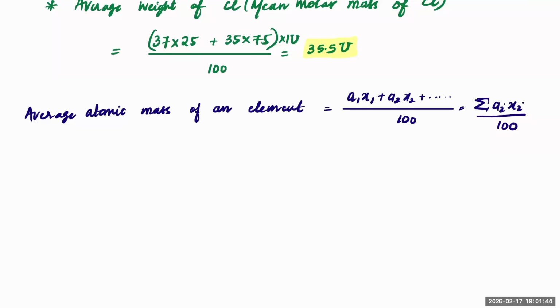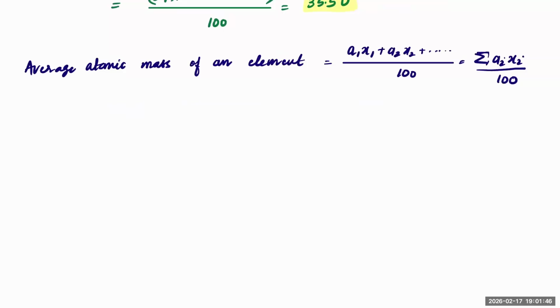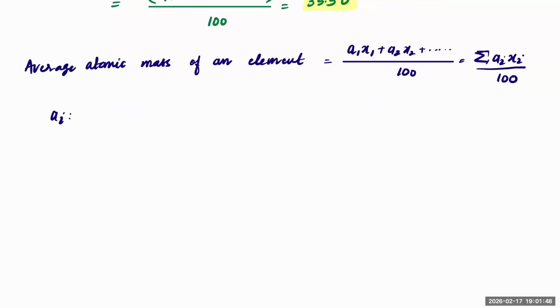Now what does this AiXi mean? Ai is the mass number and Xi is the mole fraction. Sorry, percentage mole. Xi is the percentage mole present in it.